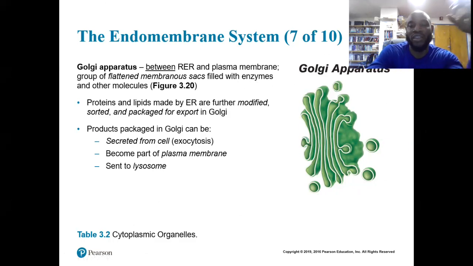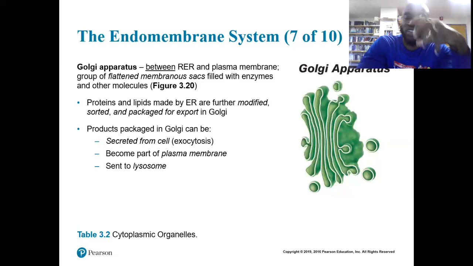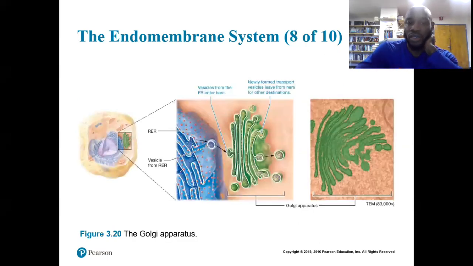So it takes things that are made and packaged by the endoplasmic reticulum and goes to the Golgi apparatus, where they can be modified more. Products packaged in the Golgi can then be secreted from the cell by exocytosis, joined to the plasma membrane, or sent to the lysosomes for destruction. So we have a vesicle going from the rough endoplasmic reticulum to the Golgi apparatus for further processing and packaging, and a new vesicle forms and leaves from there.